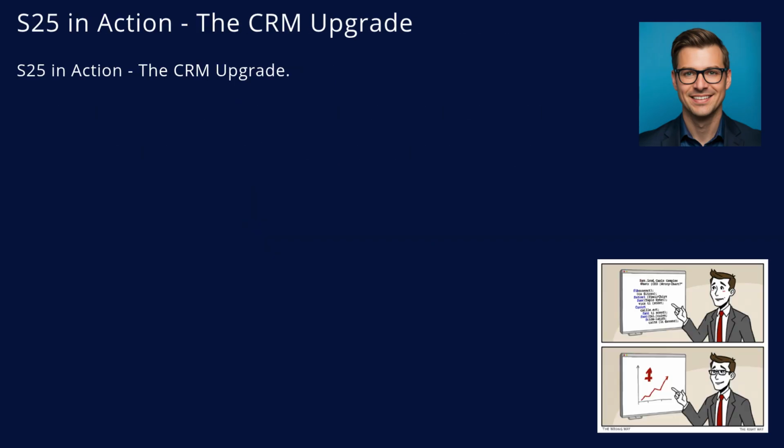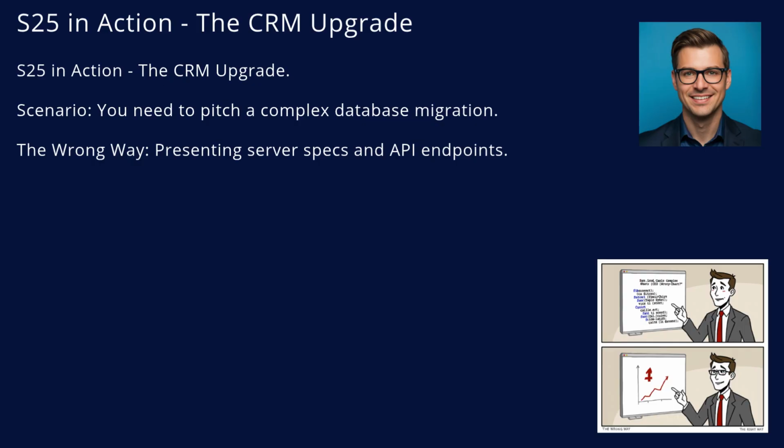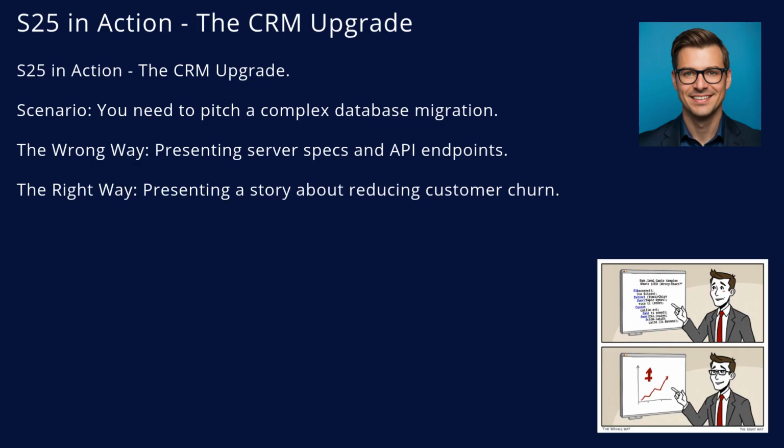Imagine you have identified that your client desperately needs to migrate their fragmented databases to a unified cloud CRM. You need to pitch this. The wrong way to do this is to walk into the boardroom and start talking about API endpoints, server redundancy, and data schemas. The board will glaze over, they will see it as an IT expense, and they will reject it. The right way is to use S25.